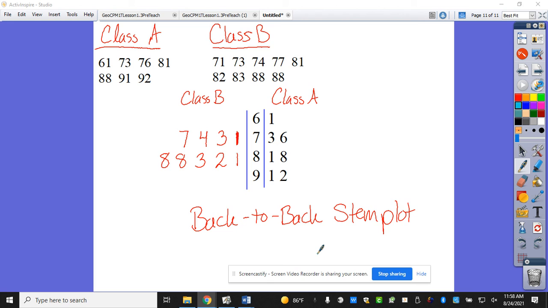I might use old data for this. Usually we do a back-to-back stem plot of number of pairs of shoes of girls versus boys. To save time, I might use data that I already collected from last year.